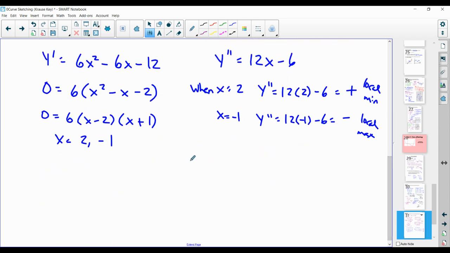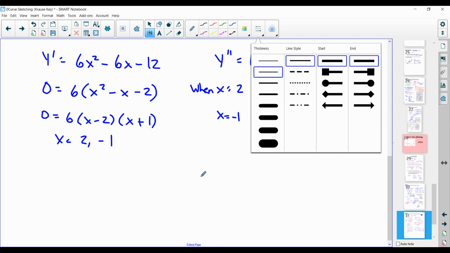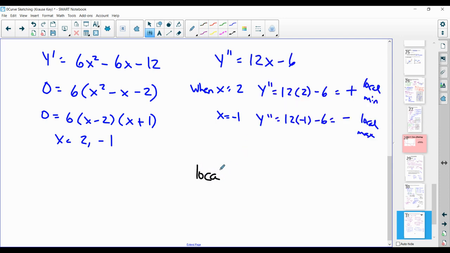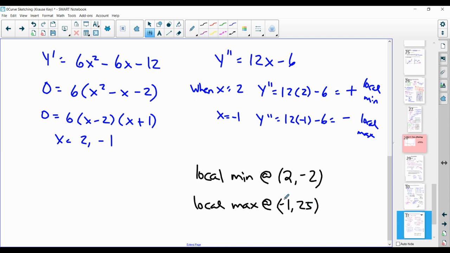So our final answer here, we have a local minimum at 2 comma negative 2. Again, you'll get those by subbing them into your original equation or original function. And local maximum at negative 1 comma 25.